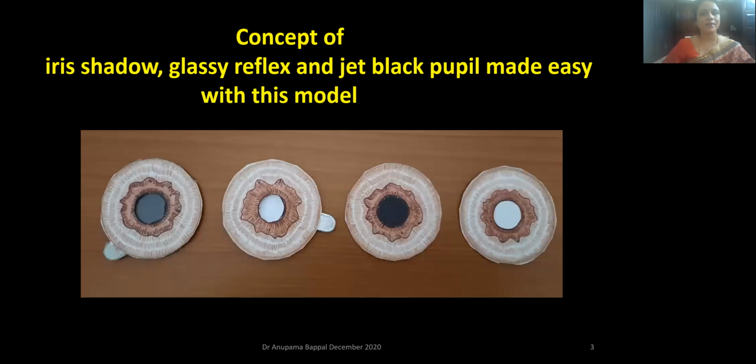But what I have realized is the undergraduate students find it very difficult to understand what iris shadow and glassy reflex are. So with this model, we have tried to make the concept of iris shadow, glassy reflex, and jet black pupil easy. So let's see how this is done.